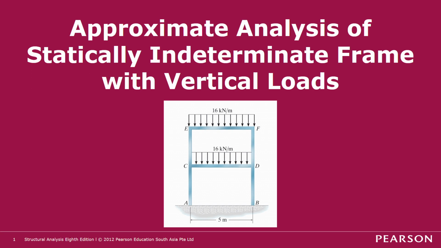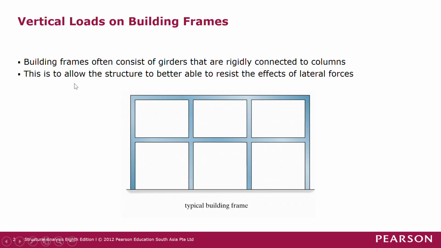In this video, I'm going to give you a lecture on approximate analysis of statically indeterminate frames with vertical loads. Building frames often consist of girders that are rigidly connected to columns. Girders are the horizontal members in a building frame, and columns are the vertical members. We assume that these girders are rigidly connected to the columns. This is to allow the structure to better resist the effects of lateral forces.